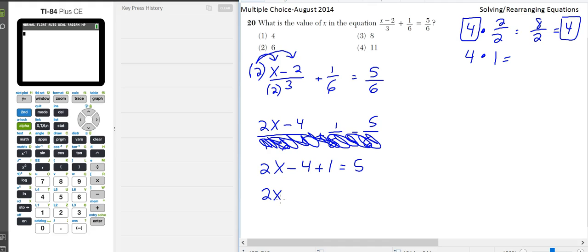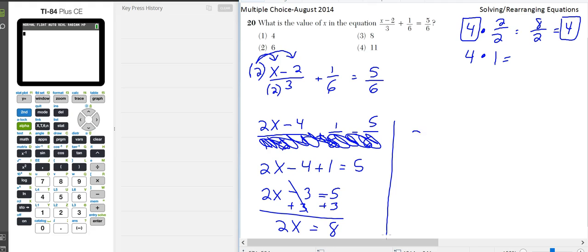2x minus 4 plus 1 is 2x minus 3, which is equal to 5, and bring the 3 to the other side. Plus 3 and plus 3. Cancel out the 3 on the left-hand side. 2x is equal to 5 plus 3, which is 8. 2x is equal to 8. Let's solve for x by dividing away the 2, and x is equal to 4, which is choice 1.